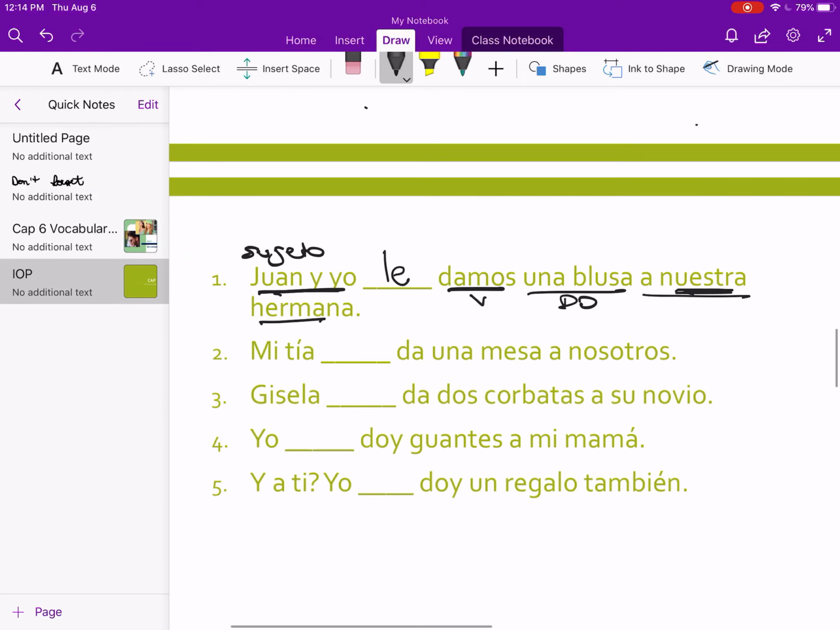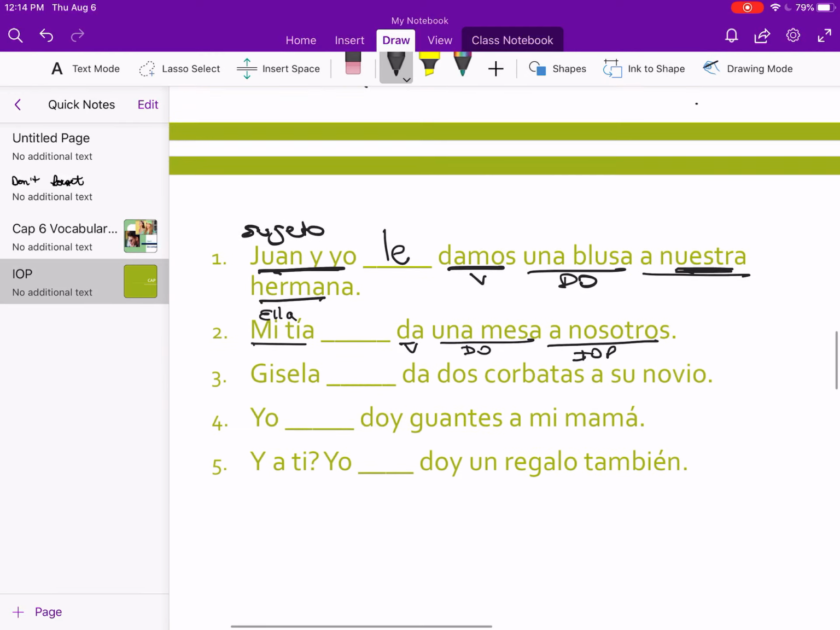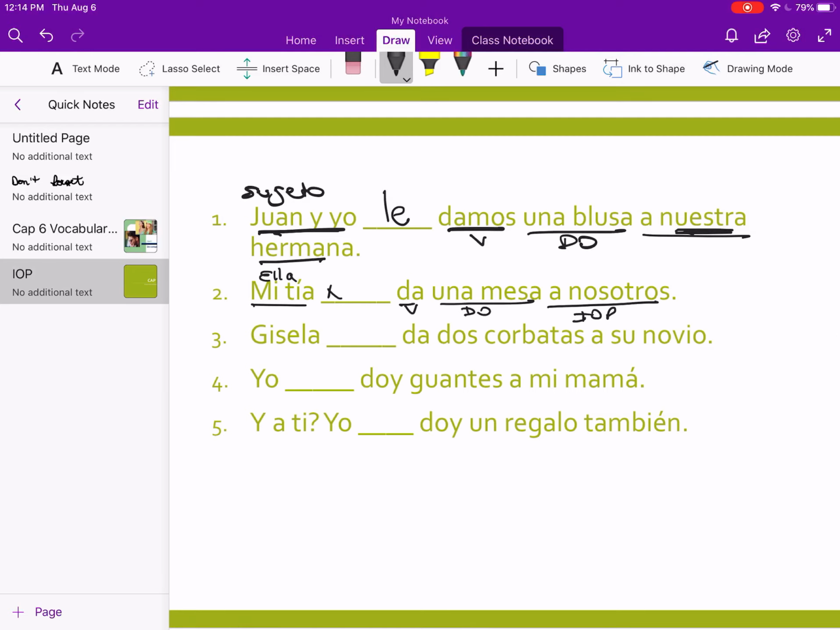I'm going to erase this so it doesn't get so confusing. Now, mi tía da una mesa a nosotros. Okay, mi tía es el sujeto and it's she, ¿no? Este es el verbo. What does she give? A mesa. Who does she give it to? Us. So, what's the indirect object pronoun for us? Es nos. Entonces, mi tía nos da una mesa.